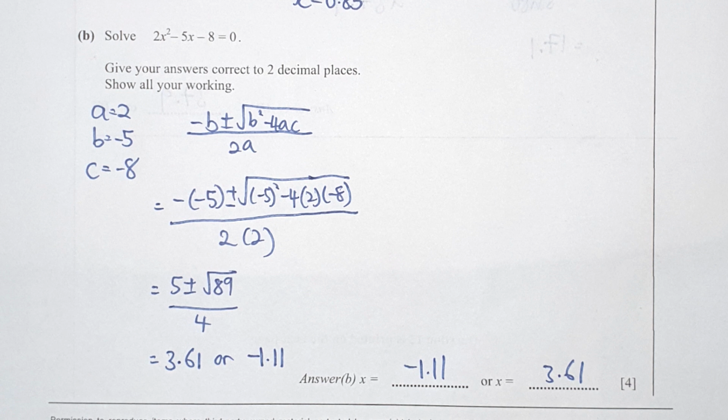Section B, pretty straightforward. This one is the quadratic formula. Your a will be 2, b will be negative 5, c will be negative 8. Substitute into the formula, which goes by negative b plus minus square root of b squared minus 4ac, over 2a. You get your final results as 3.61 or negative 1.1.